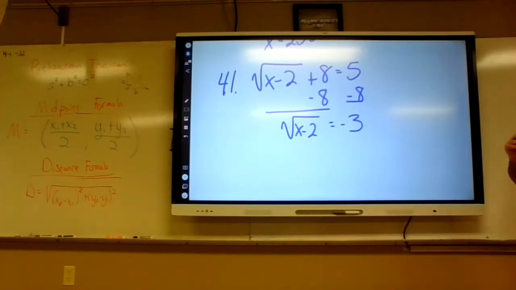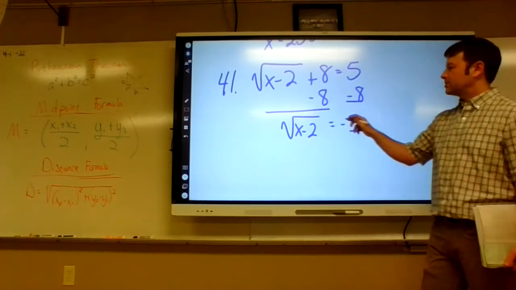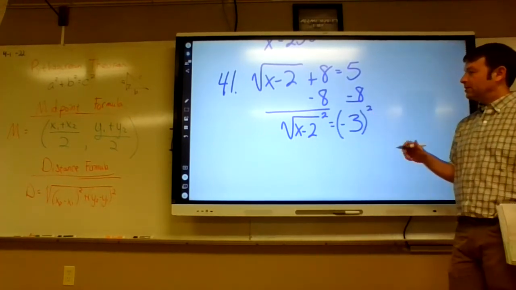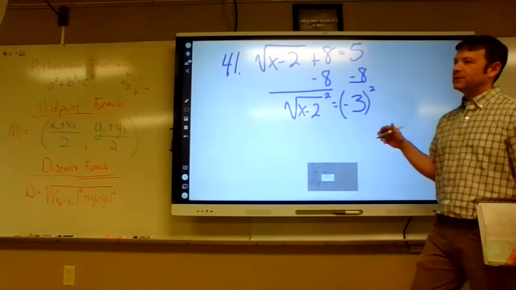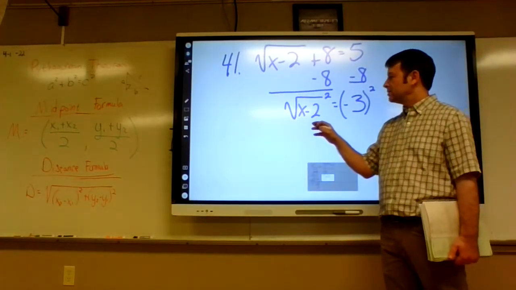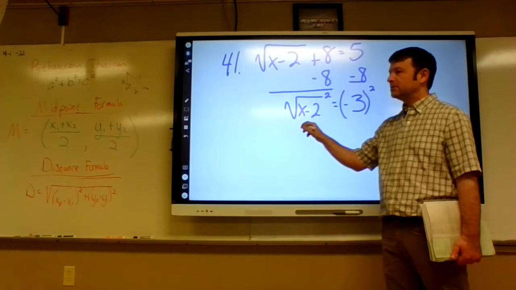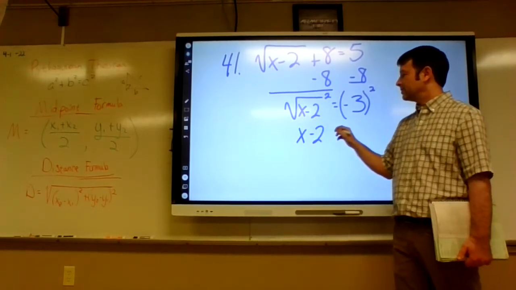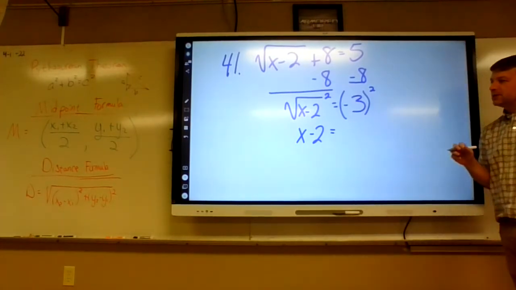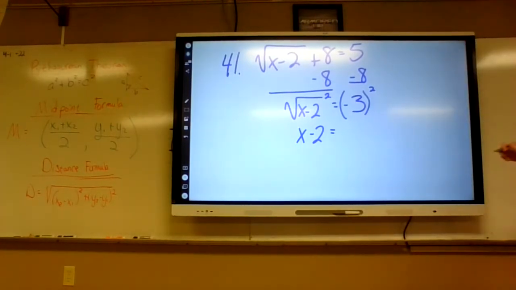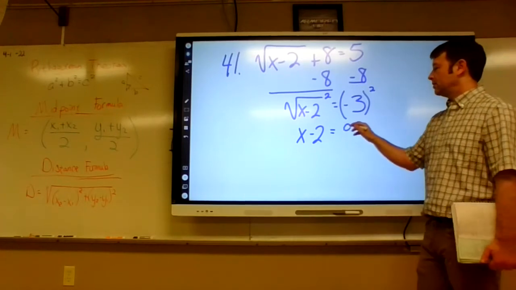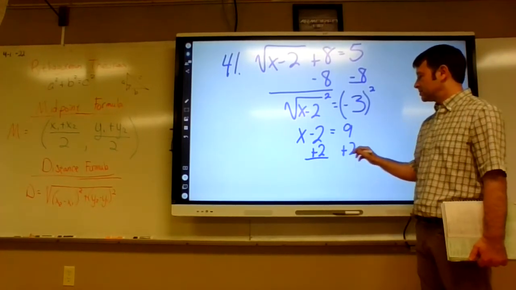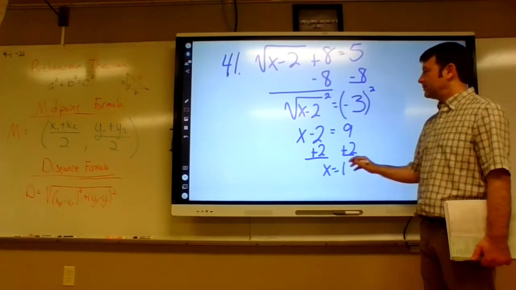Now what? Square. What's the left side going to be when I square it? Square and square root cancel out, so x minus 2. Okay, what's the right side? Negative 3 squared is positive 9. So solve for x. That would be 11.